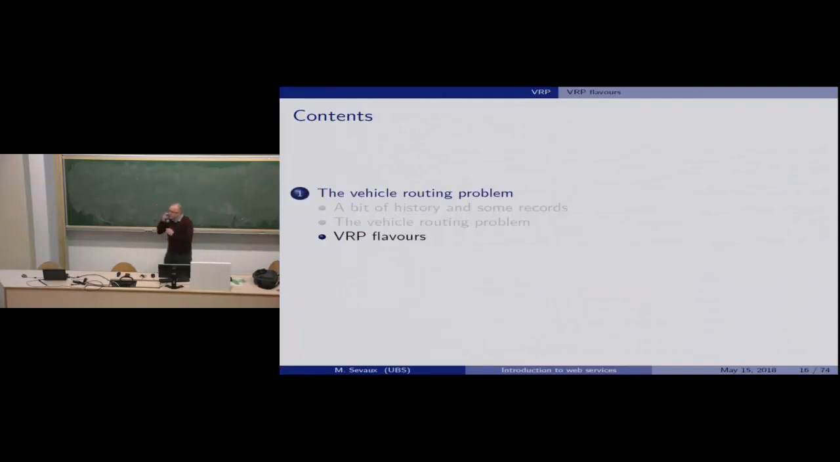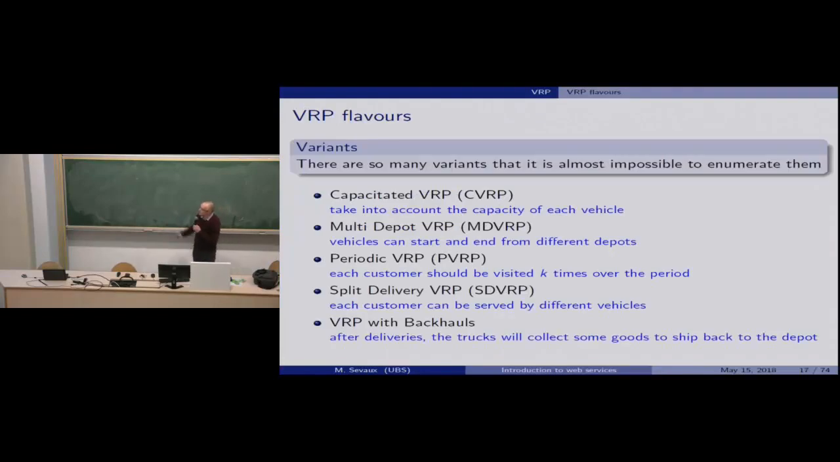So of course, we always concentrate on different flavors of VRP, and I'll just mention a few of them. The CVRP, of course; the multi-depot VRP, where you can start and end at different depots; the periodic VRP, where each customer should be visited a certain number of times over a period; and the split delivery VRP, which should not be confused with the split technique from Christian Prins. This is when the order can be delivered by different trucks.